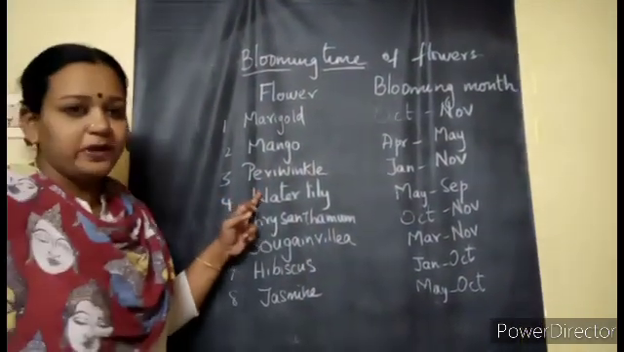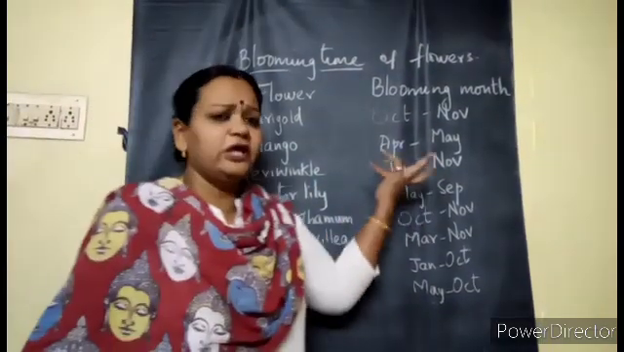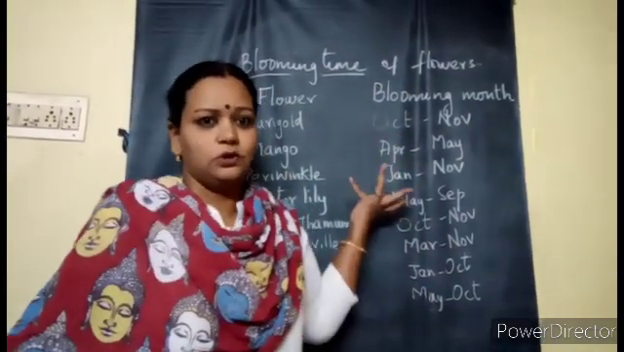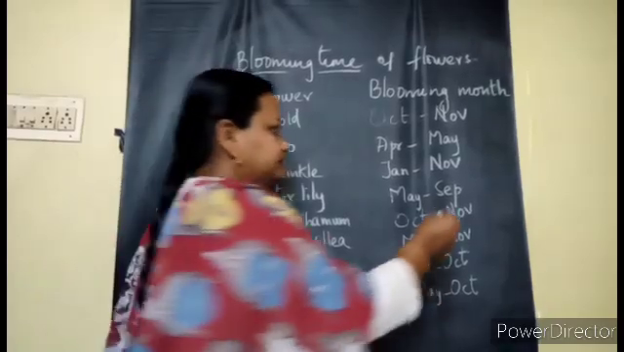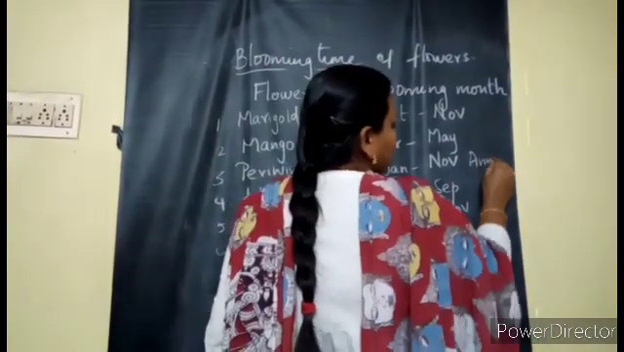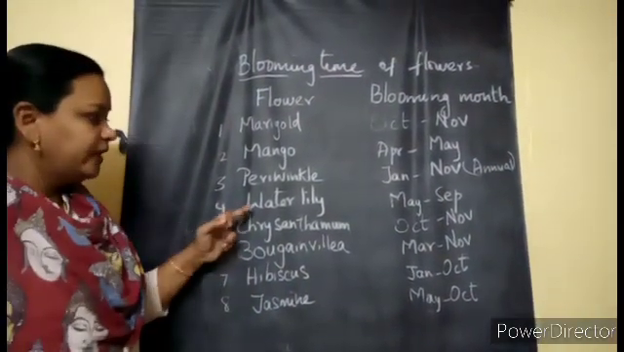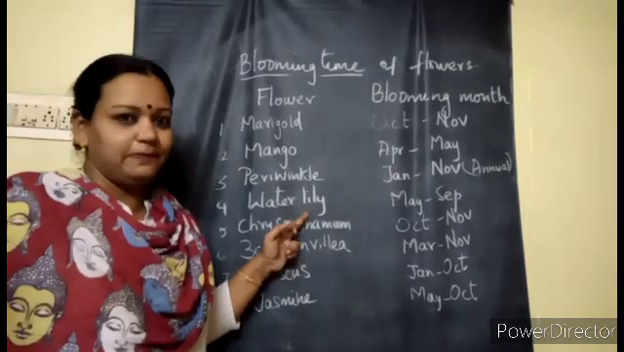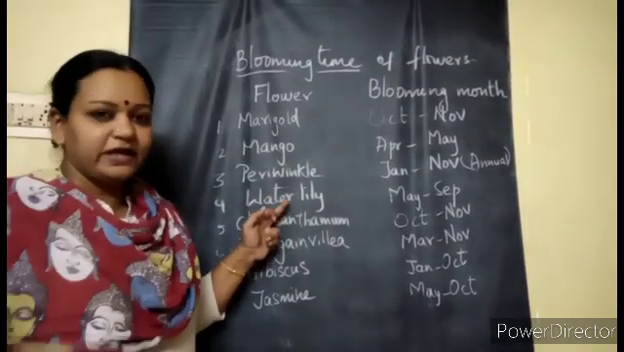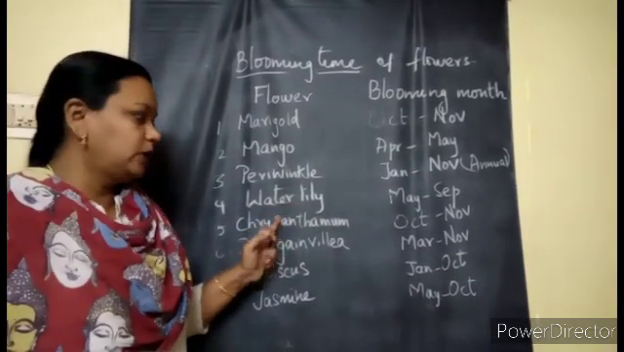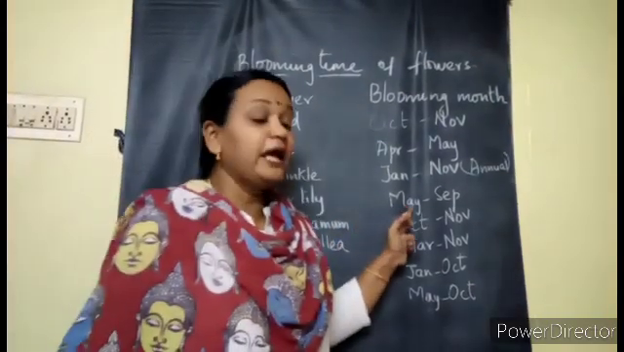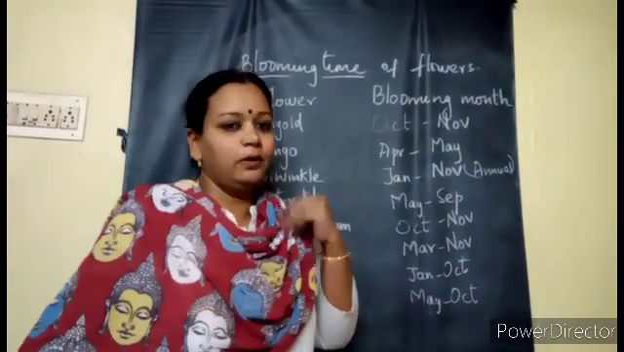Periwinkle. Just now I had shown you periwinkle. Even periwinkle is throughout the year, you can just write January to December also. Throughout the year, they are annual. If you have a periwinkle plant nearby, almost all the months we can see the periwinkle blooming. Then water lily. The water lily we can see on land and also in the water. So water lily you can see from May to September they will bloom.